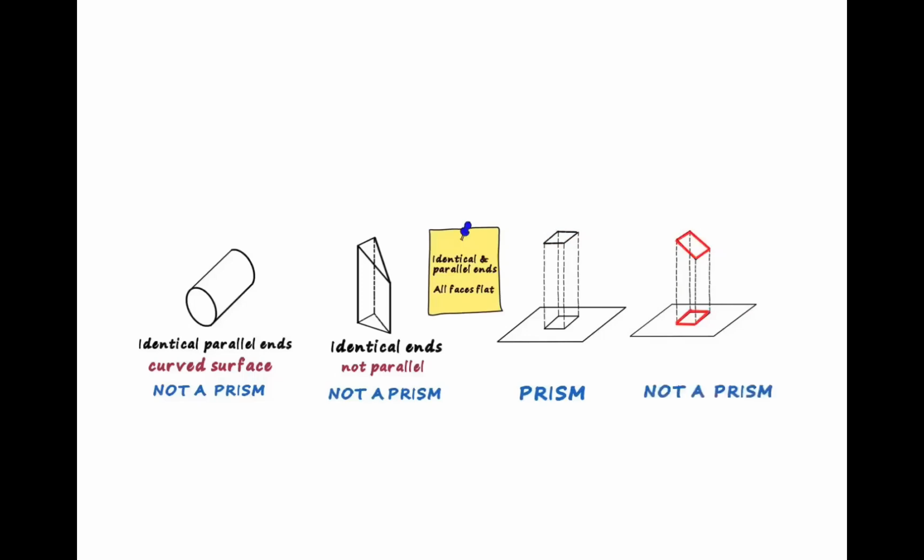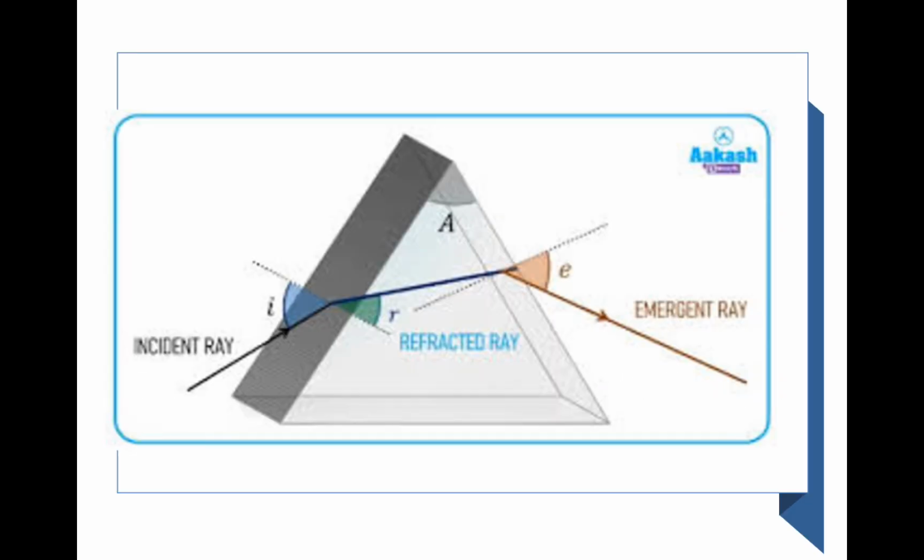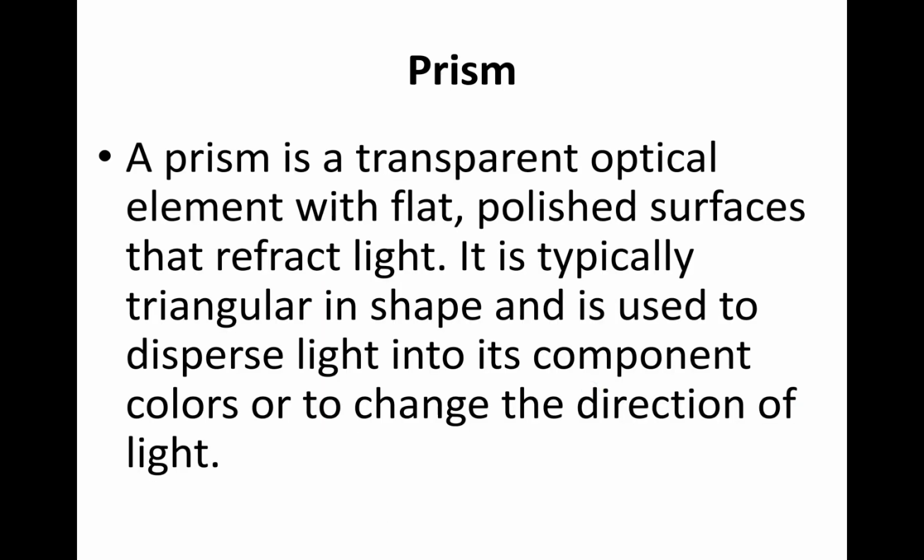I hope you have understood this, and you have a clear idea how to identify a prism. Once you know how to identify a prism, I will go to the definition now. It is a transparent optical element with flat polished surfaces, right? The most commonly used prism is the triangular prism, mainly in optometry.